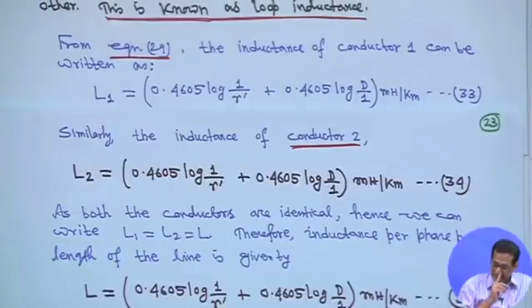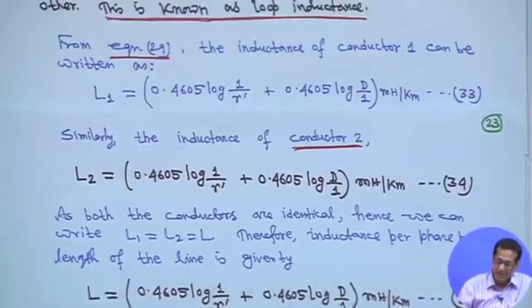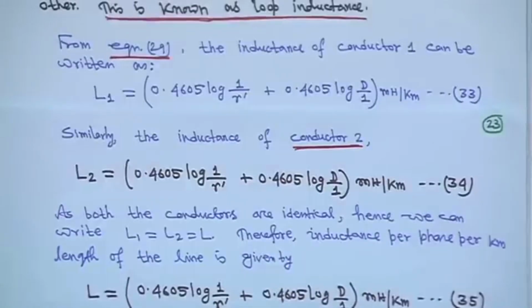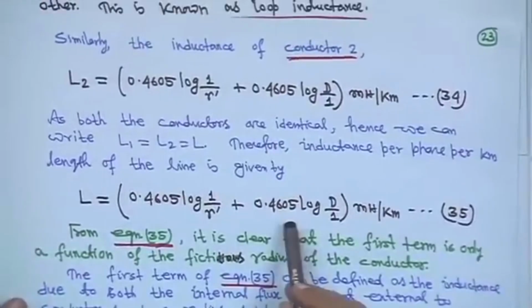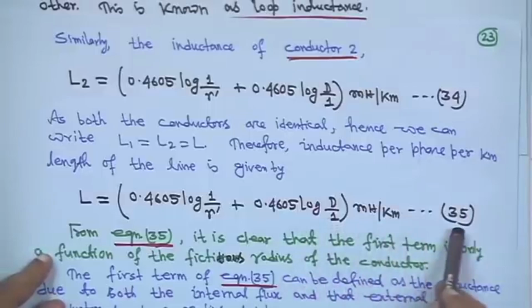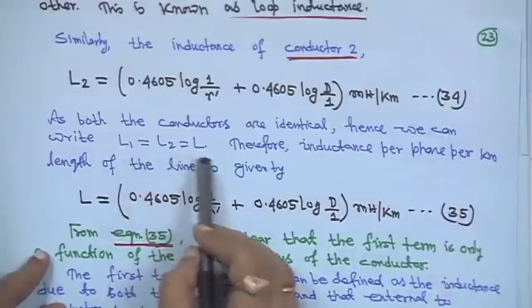Therefore, the inductance per phase per kilometer length of the line is given by L is equal to 0.4605 log 1 upon r dash plus 0.4605 log d upon 1 millihenry per kilometer. This is equation 35, because we are writing L1 is equal to L2 is equal to L.